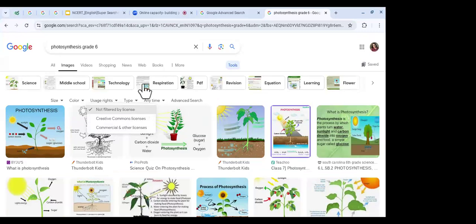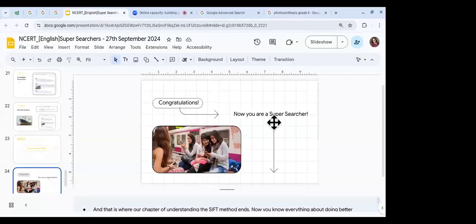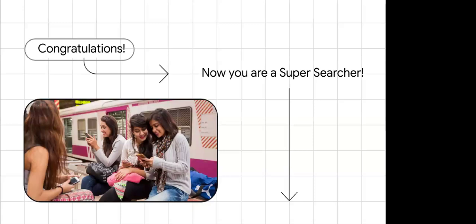Now you are a super searcher. I know you also know that you are a super searcher. But just remember, when we explain anything to our students, we assume that all my students now know what photosynthesis is, but we still give homework. So similarly, I am also giving you homework. You have to explore it.